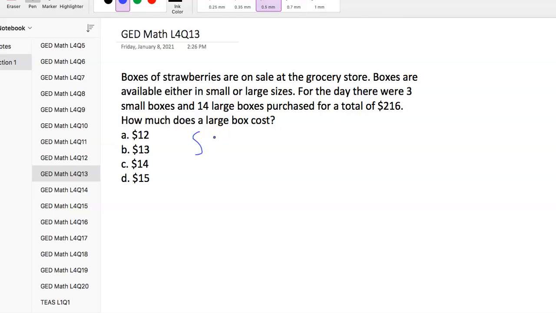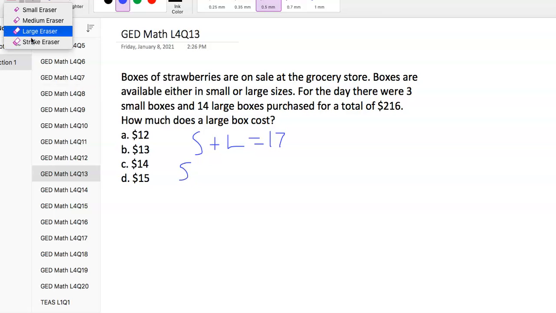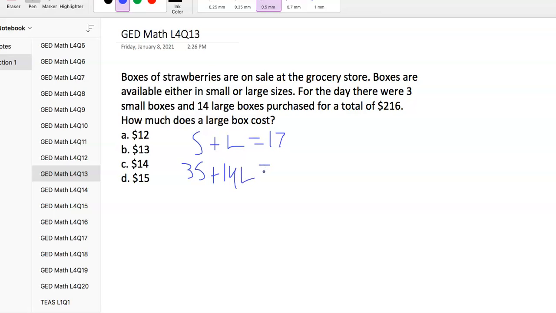S plus L is 17. And then 3S, whoops, wrote it wrong. Okay, 3S plus 14L equals the total amount, which is 216.